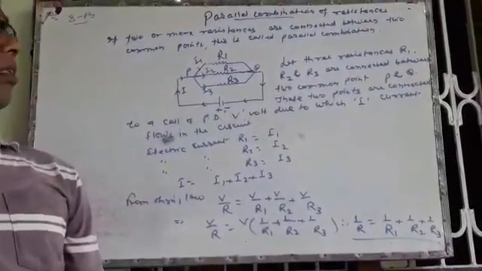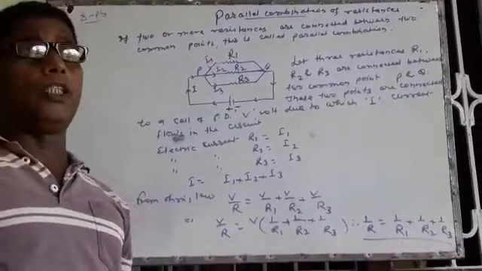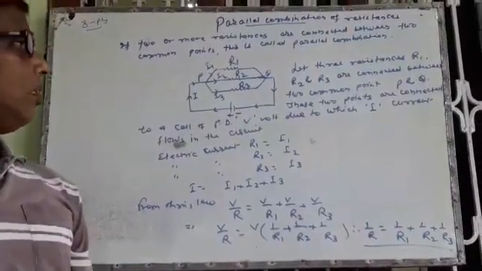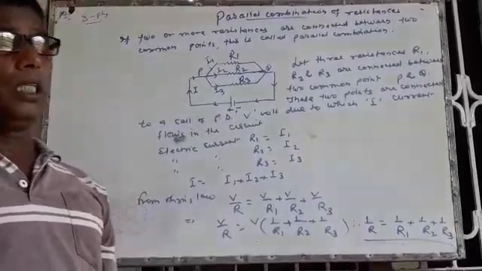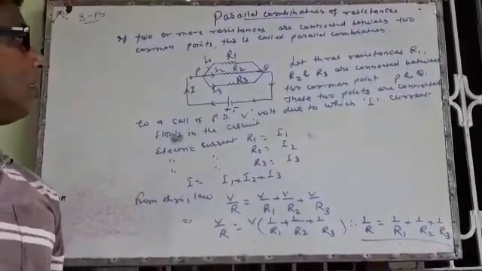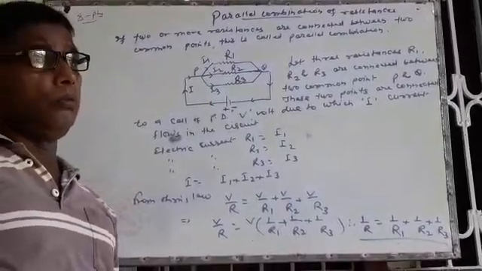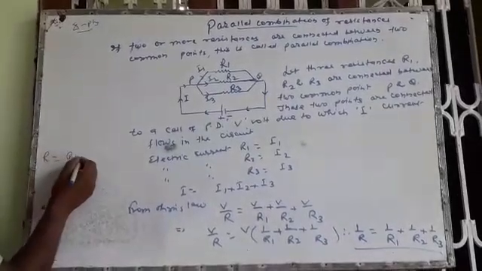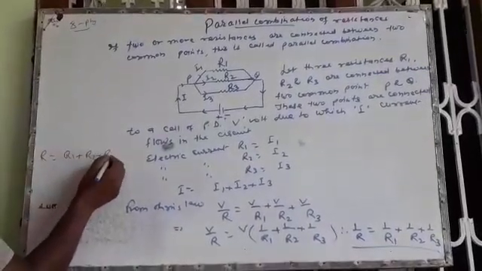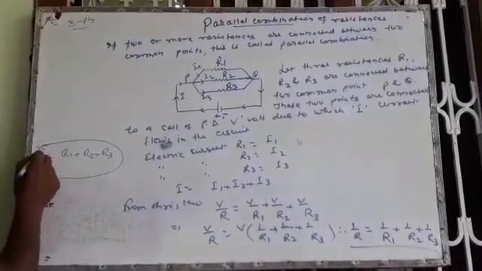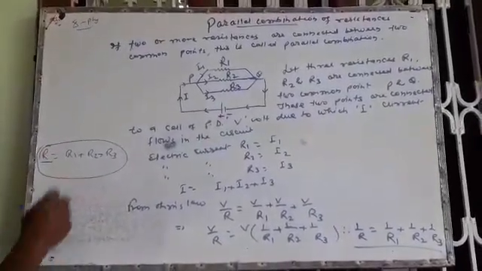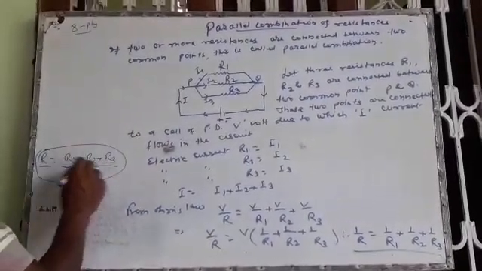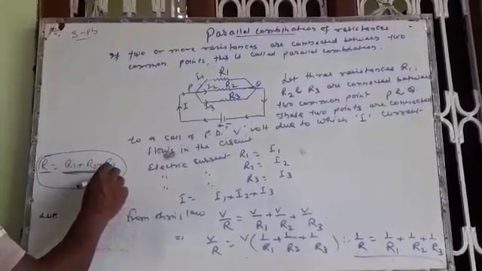Yesterday I explained the series combination of two or more resistances. You have seen that in series combination, the sum of the resistances is equal to the total resistance. This means R equals R1 plus R2 plus R3. This is the total resistance of the circuit if R1, R2, R3, R4, R5 are connected in series: the sum of the individual value of each resistance.